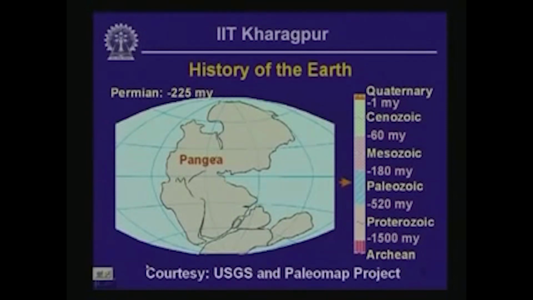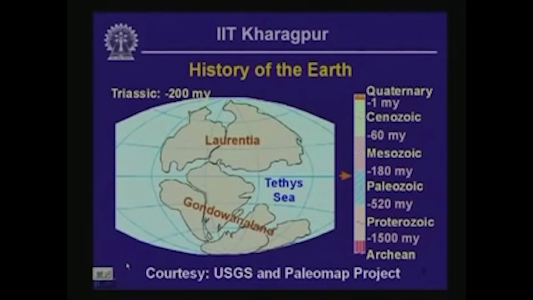This was how the map looked in the Permian age about 225 million years ago, and again we are still in the Paleozoic era as in the previous slide. Now we move on to the Triassic era, which is about 200 million years ago, and you can see the supercontinent of Pangaea has started breaking up.